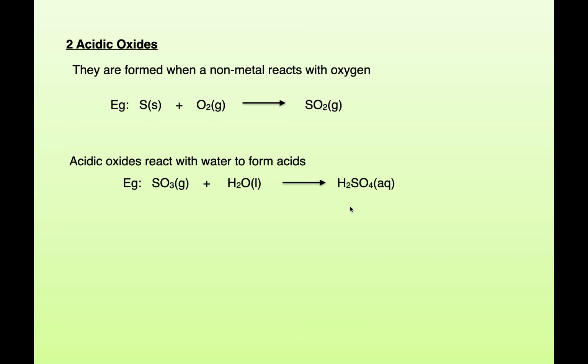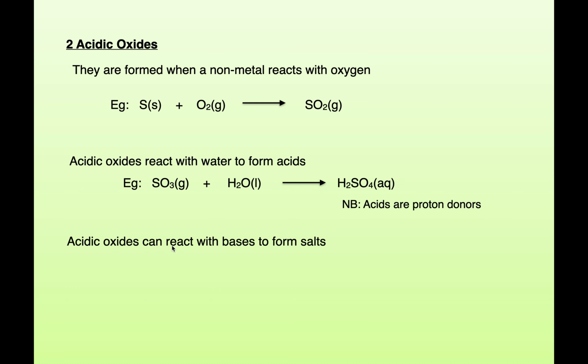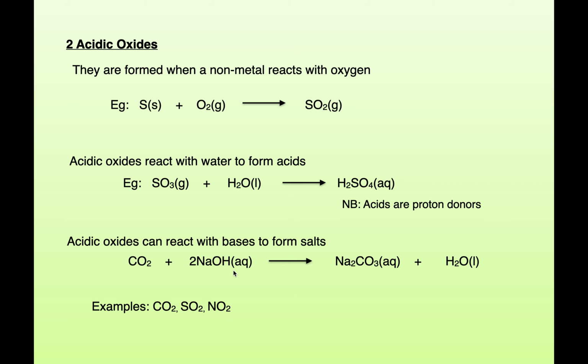So acidic oxides react with water to form acids. Remember, acids are proton donors. And acidic oxides can react with bases to form salts. Slightly more complicated equation, this one. But carbon dioxide with sodium hydroxide produces sodium carbonate and water. And it's already balanced for you. So acidic oxides can react with alkalis and bases in general. Other examples: carbon dioxide, sulfur dioxide, nitrogen dioxide, non-metals with oxygen in general.